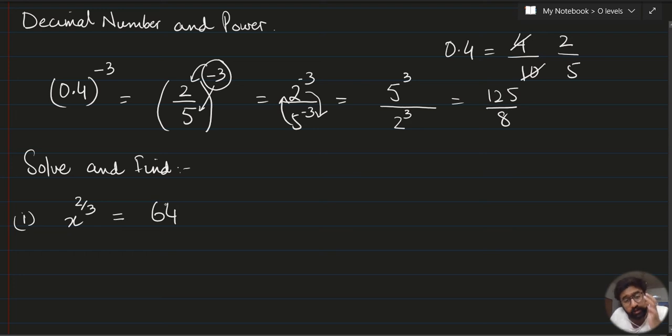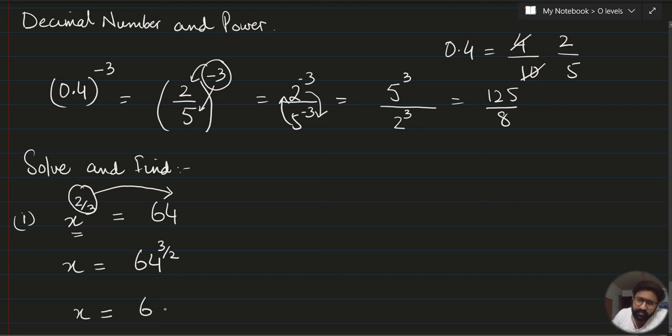How are you going to do it? When there is a power here and you have to isolate x, you are just going to take this power to the other side, and there it becomes inverted. The way it is written here, it becomes the reverse there. So it is going to become 64 power 3/2. Now you can simplify it to find the value of x, and that's very easy. That is 64. Find such a number which, written in power form, becomes 64.